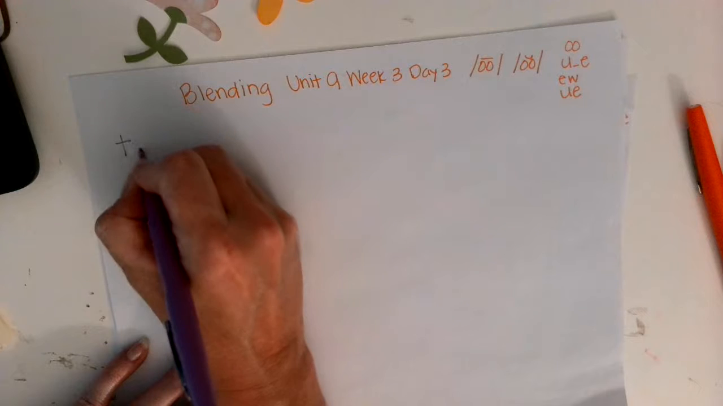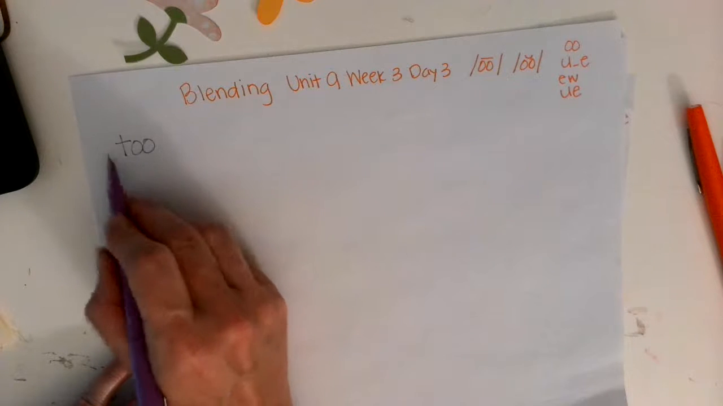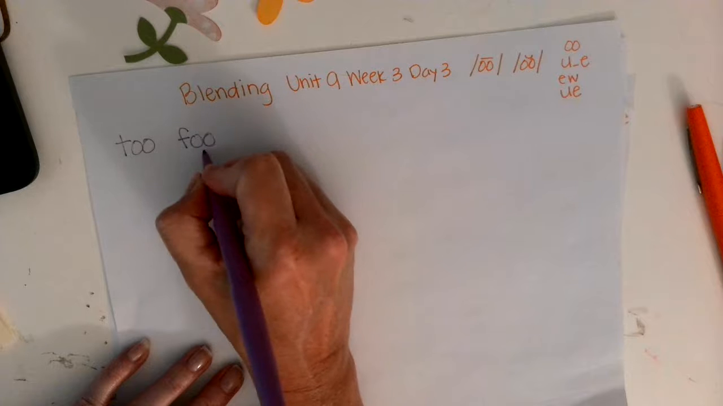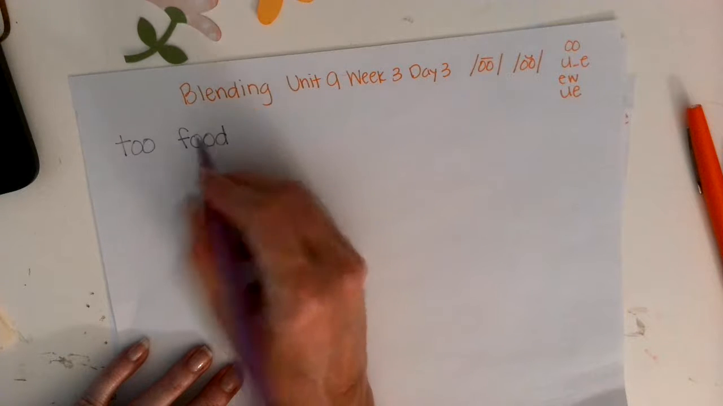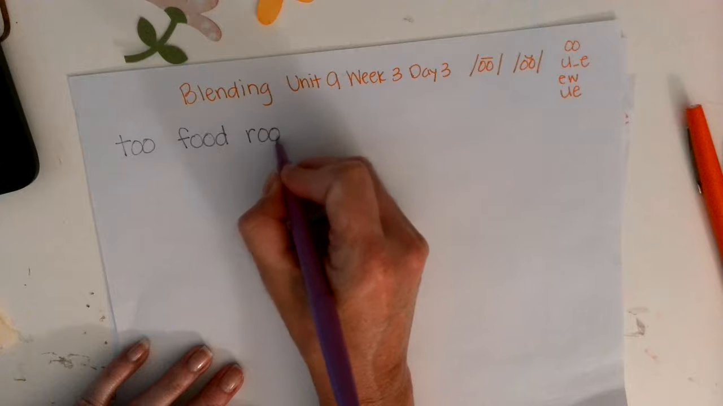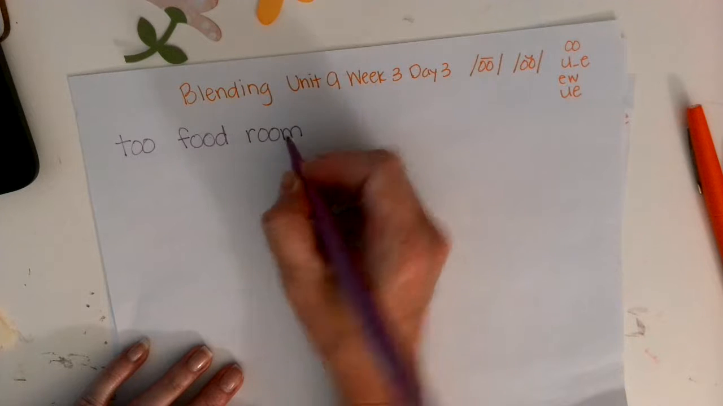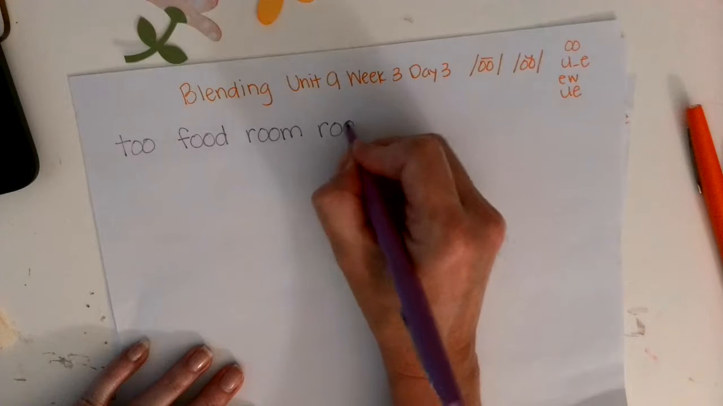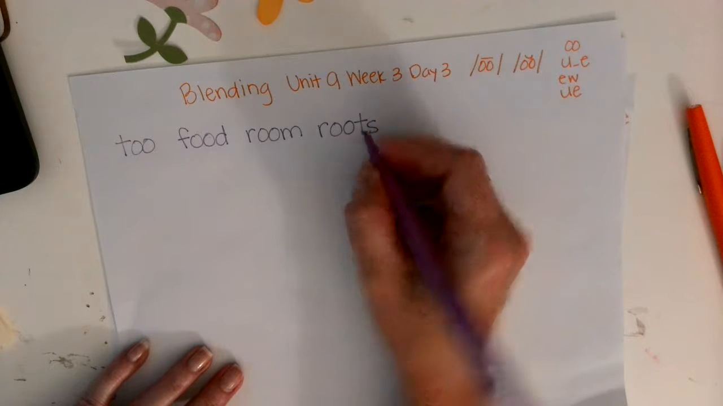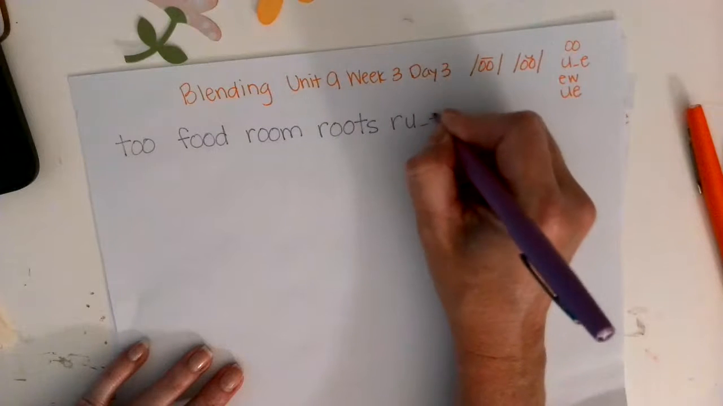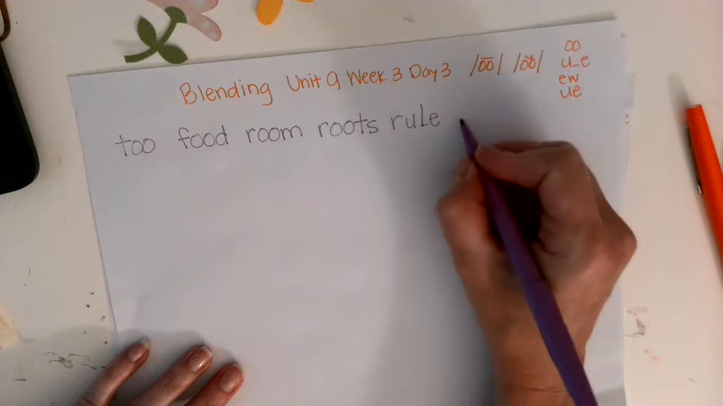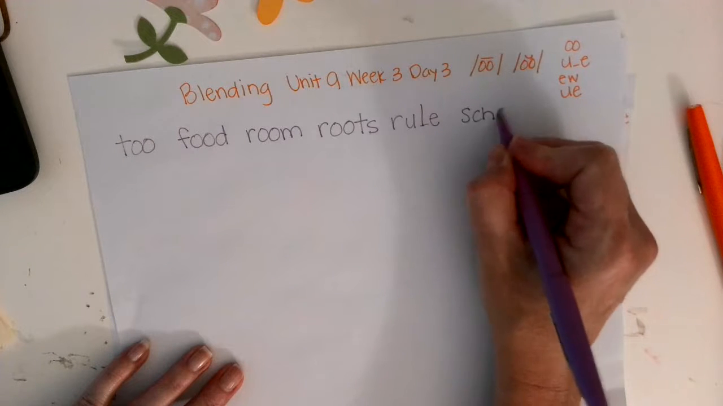So, ooh, two. Ooh, food. Ooh, room. Ooh, root. Roots. Ooh, rule. Let's see if you know this word.